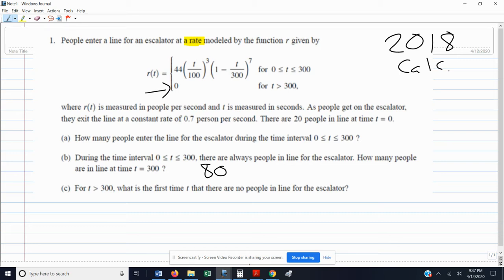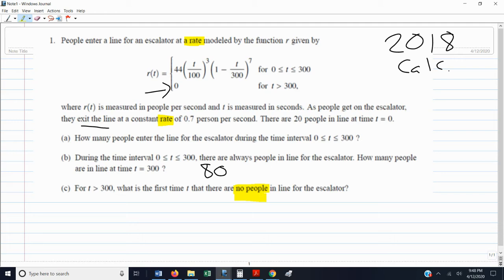As people get on the escalator, they exit the line at a constant rate of 0.7 person per second. There are 20 people in line at time t equals 0. So I included parts A and B here because they can be used for part C. Part C says for t greater than 300, after 300 seconds, what is the first time that there are no people in line for the escalator?